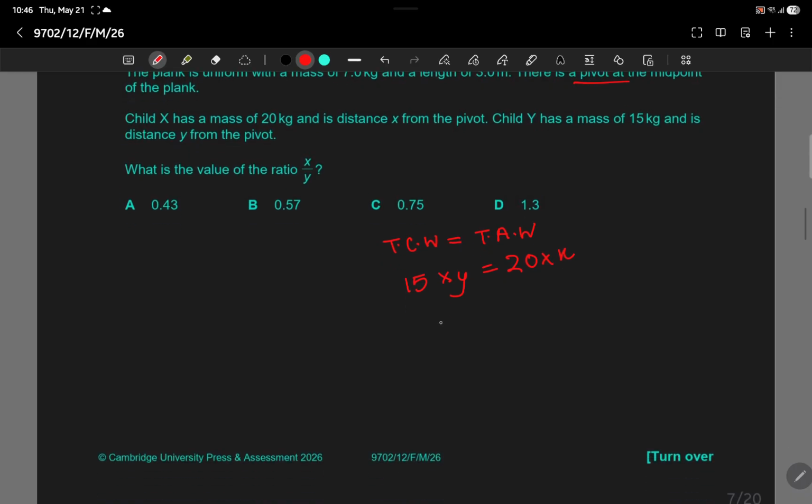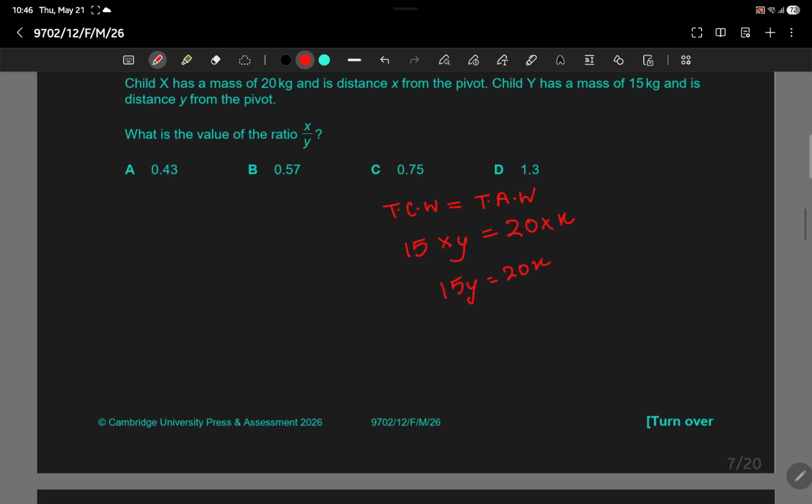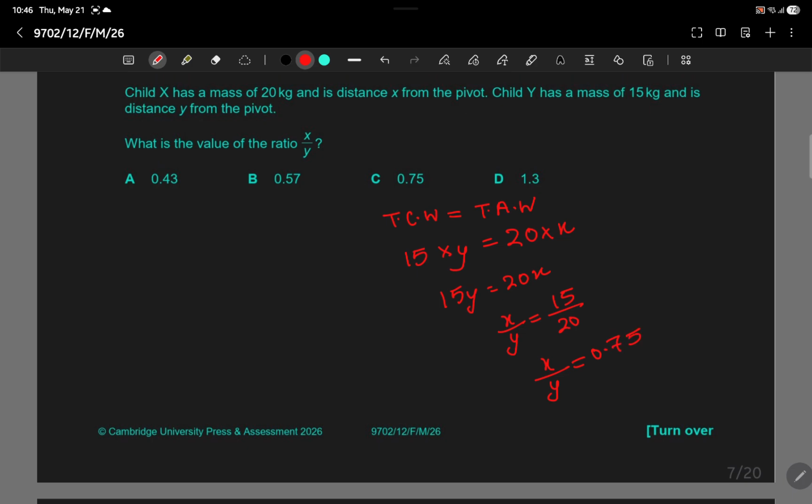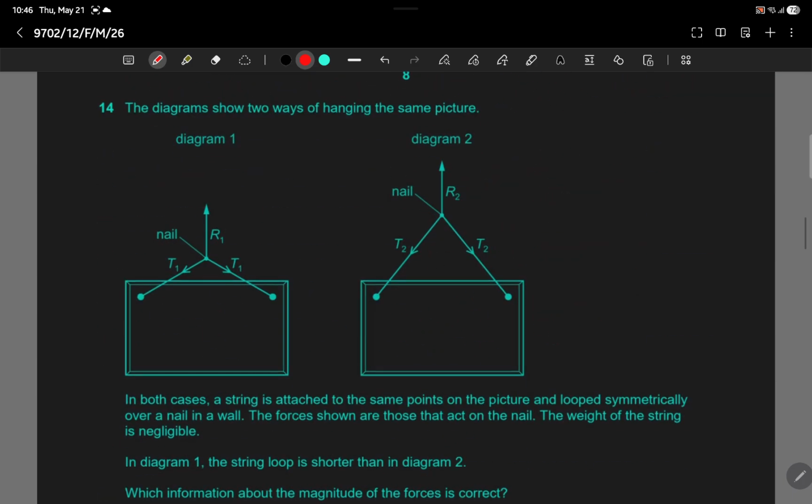Okay, so we have the first equation, 15y equals 20x. Right, so x by y should be 15 by 20. So x by y is 0.75. Very straightforward. Now, next question.